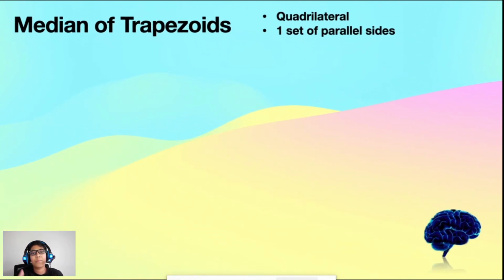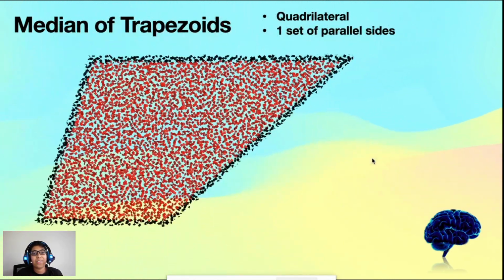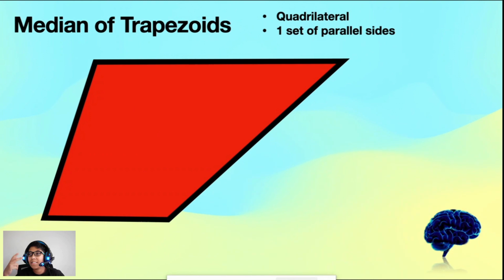Let's go on. We have one more thing to talk about: the median of trapezoids. Okay. You know what? We did the first example, the second, third example. Let's do the second example. I think this is the second example. It's kind of close to it, but yeah.